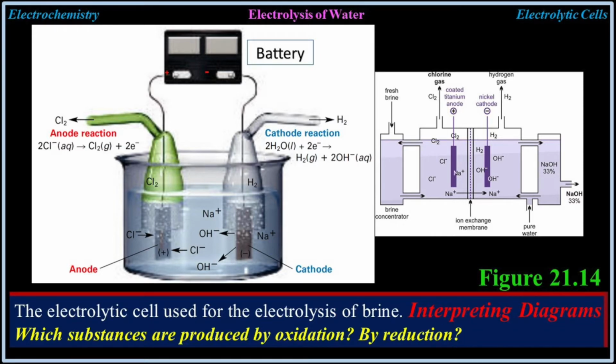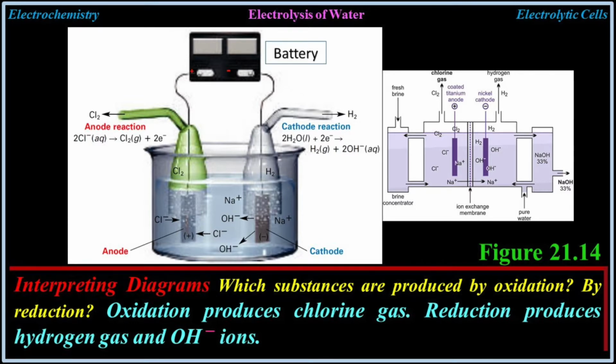Figure 21.14, the electrolytic cell used for the electrolysis of brine. Interpret diagrams. Which substances are produced by oxidation? By reduction? Oxidation produces chlorine gas. Reduction produces hydrogen gas and hydroxide ions. Now let's answer some questions to analyze figure 21.14.